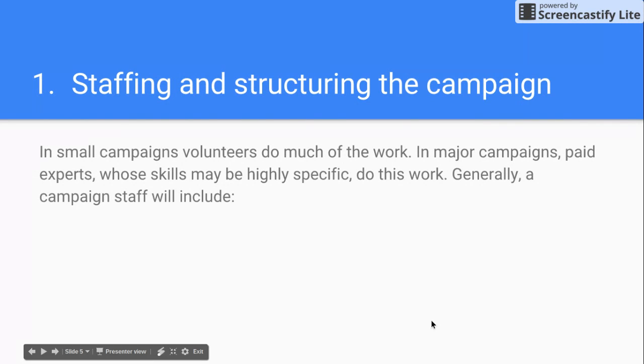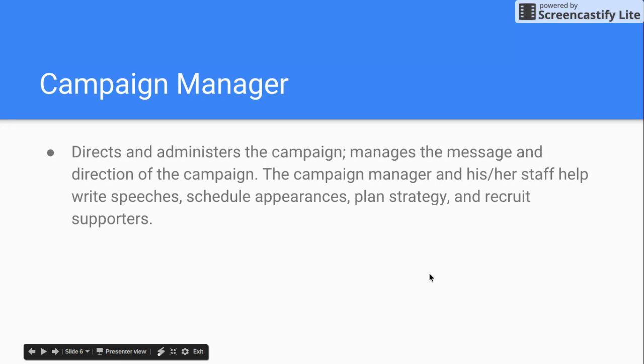Okay, so staffing and structuring the campaign. In small campaigns, you're mostly going to have volunteers, but in large campaigns, you are going to have paid experts, people who are trained in how to do this very specific type of work. And so generally, a campaign staff will include a campaign manager, and their job is basically to direct and administer the campaign. So they oversee the whole thing. They help write speeches, they schedule appearances, they plan strategy, and they recruit supporters.